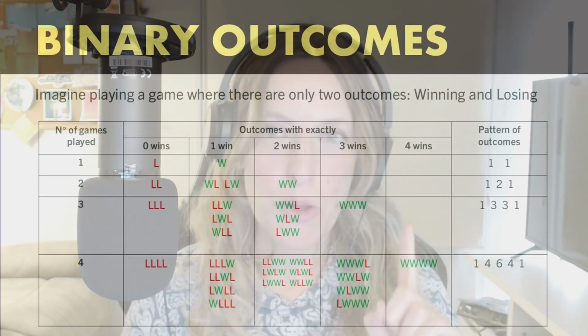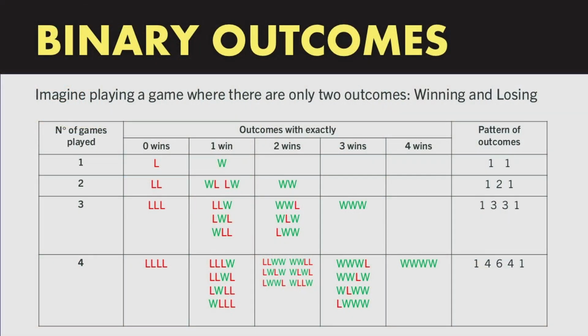Then we could win 2 of the 4 times. And in that case, we have 6 possibilities. For winning 3 of the 4 times, we have 4 possibilities, and for winning the 4 times, there's only 1 possible outcome. So the pattern we get of the possible outcomes is 1 for losing all of them, 4 for winning just 1, 6 for winning 2, 4 for winning 3, and 1 for winning all 4.